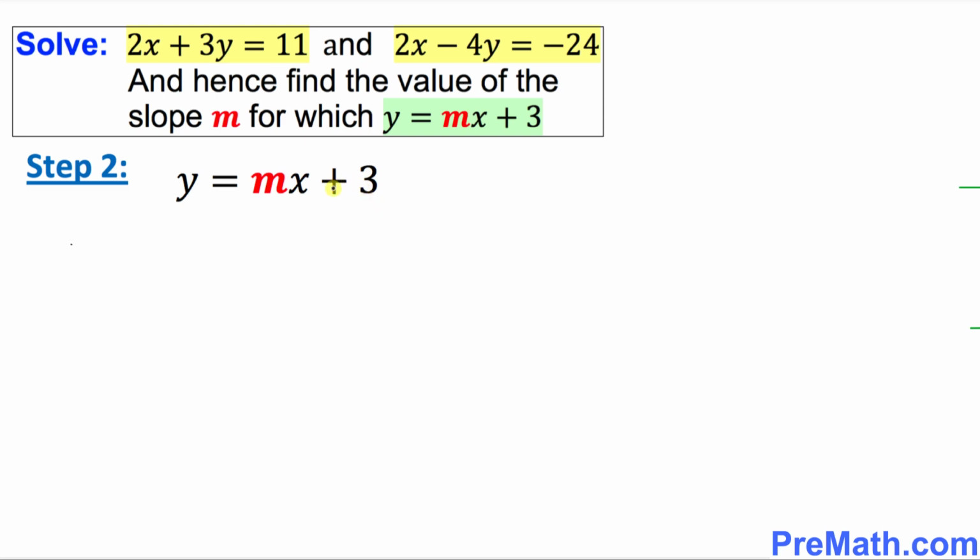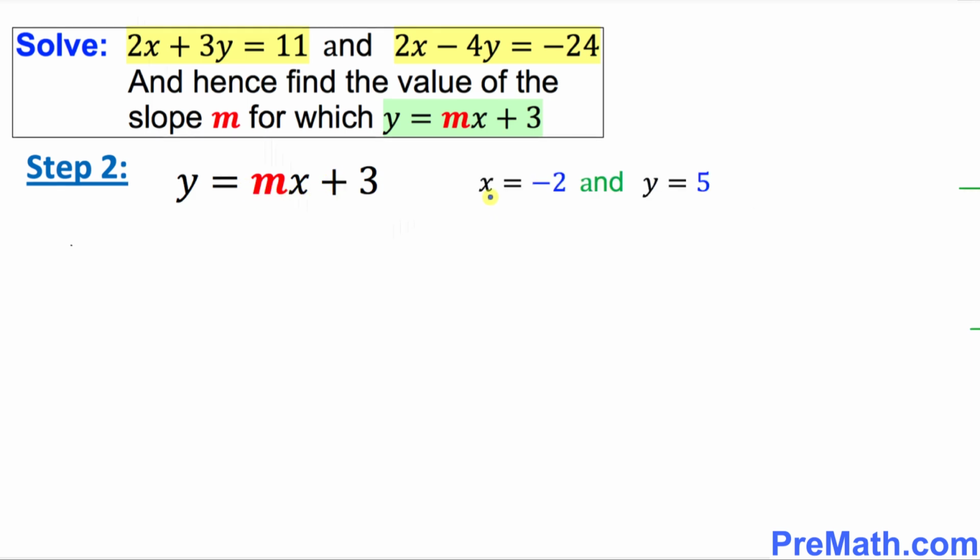In our next step, I have just put down this third linear equation, y equals mx plus 3. And here are our x and y values, and we're going to solve for m. So wherever you see x, I'm going to replace it by -2, and wherever you see y, I'm going to replace it by 5. So let's go ahead and get started. The y value 5 equals m times the x value -2, plus 3.